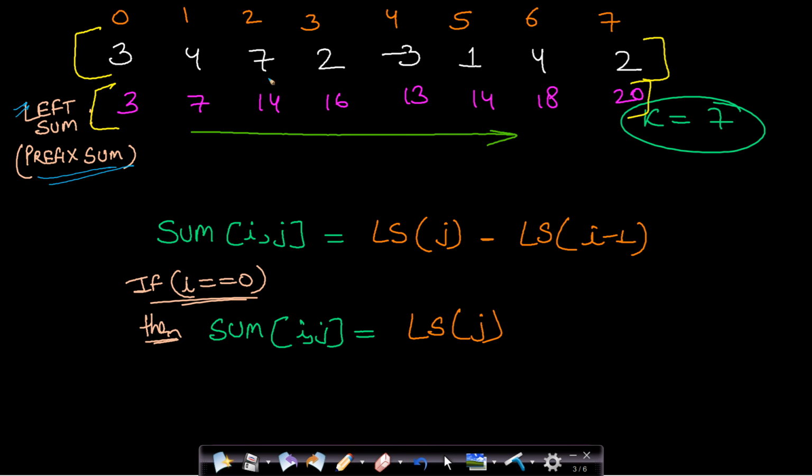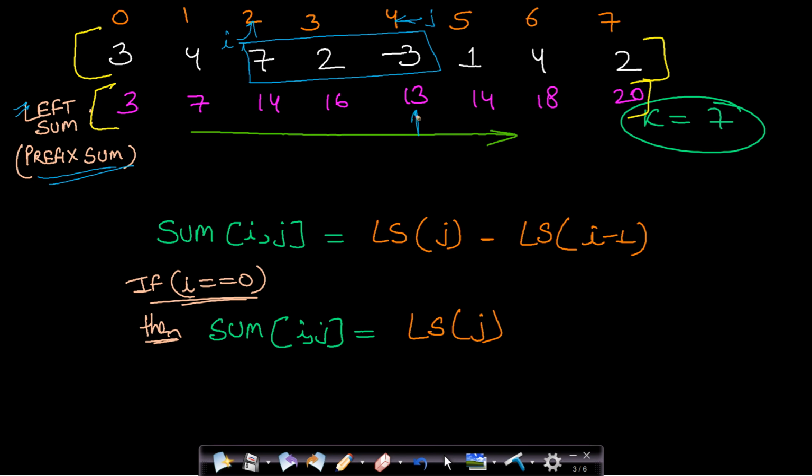Now how can you find the value of an arbitrary subarray? So let's say you want to find the sum value for this subarray. In this case I will assume that ith pointer is at 2 and jth pointer is at 4. So I want to find the subarray sum from i equals to 2 to j equals to 4. Now how can I do it?